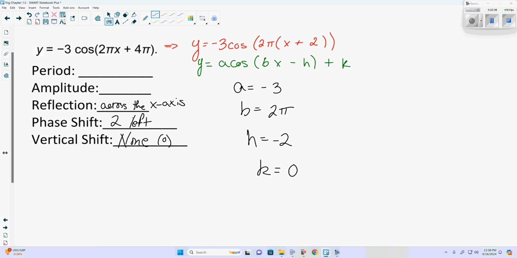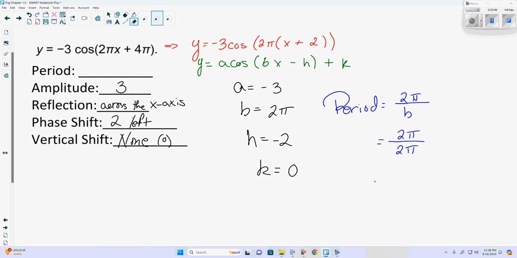Amplitude, absolute value of A. Well, the absolute value of -3 is 3. Amplitude is 3. Now, the period we actually have to calculate. Period is equal to 2 pi over 2 pi, yes? What is 2 pi divided by 2 pi? So the period for this one is 1.